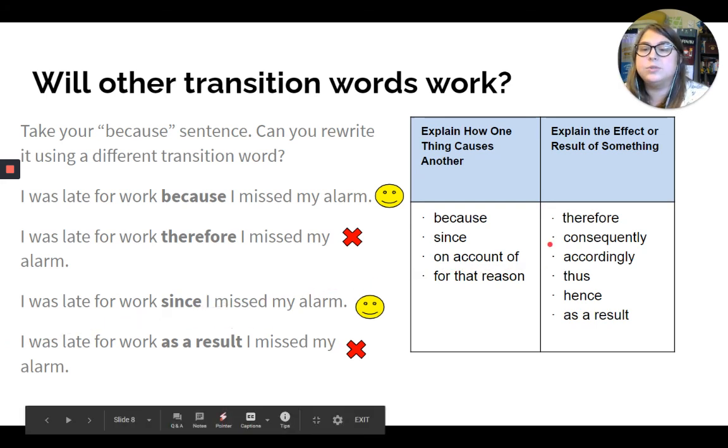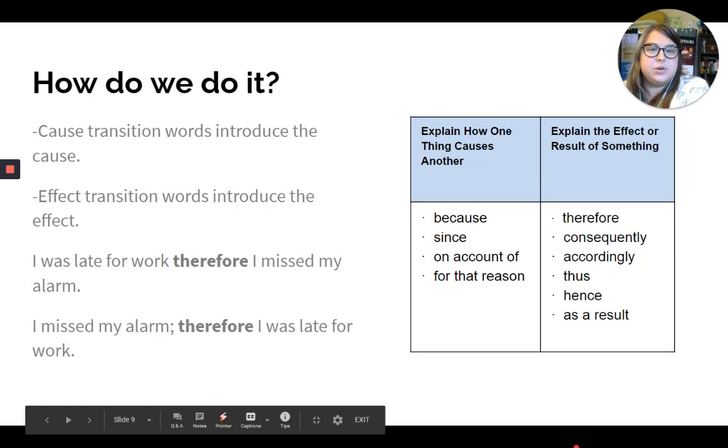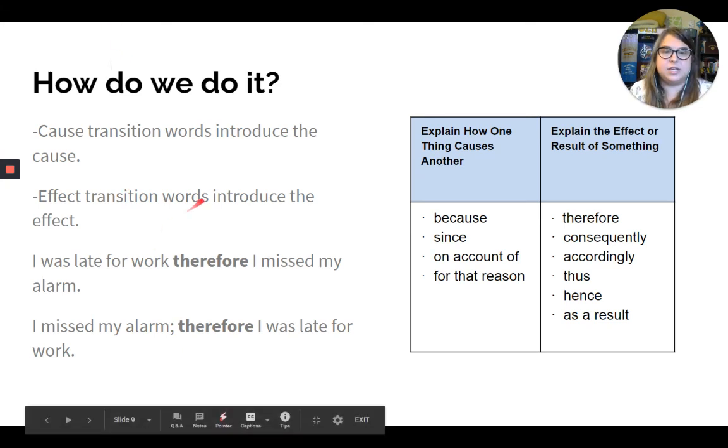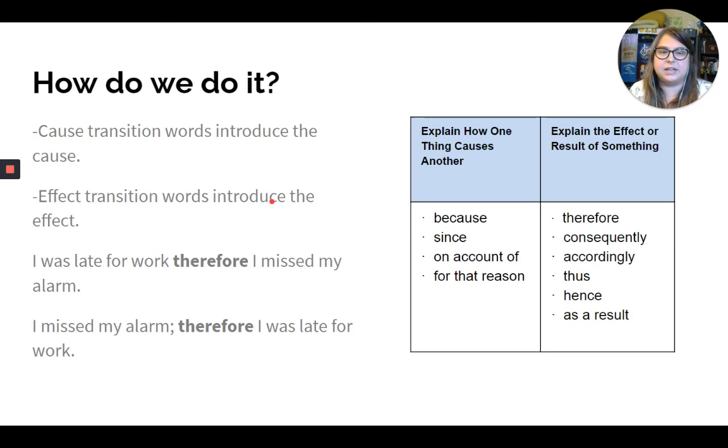So let's talk about the rules we should follow with these words. So how do we do it appropriately? We're going to say that cause transition words always introduce the cause. So that means when you see them at the beginning, they're going to introduce a cause. Effect transition words, on the other hand, always introduce an effect. That means when I see them, whatever follows after is the effect. So let's take one of those sentences that didn't quite make sense. I was late for work, therefore I missed my alarm. Therefore is an effect word. That means it's introducing the effect. But I missed my alarm is not the effect in this sentence.